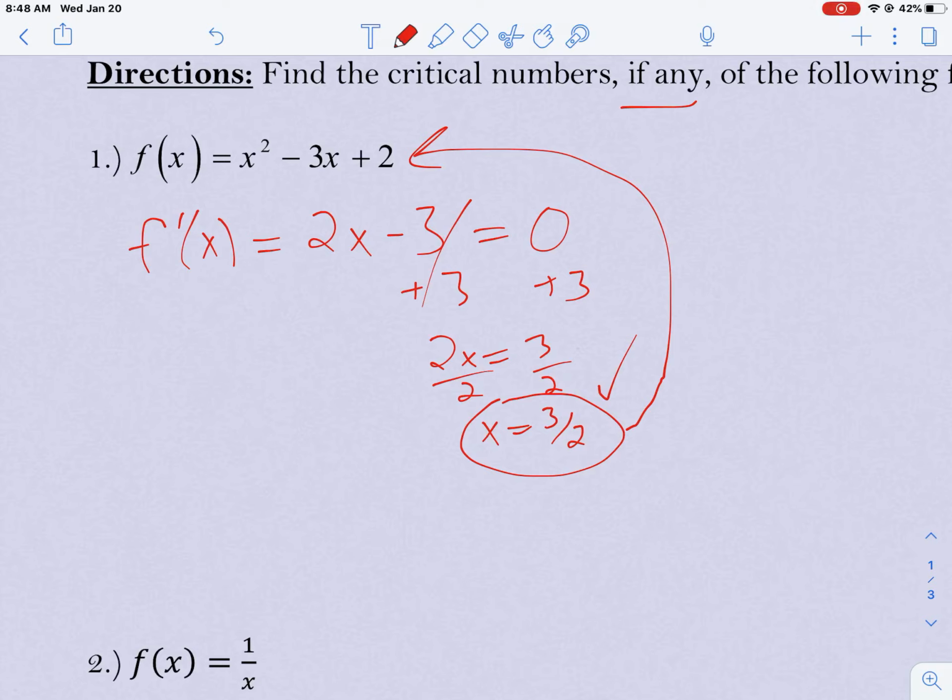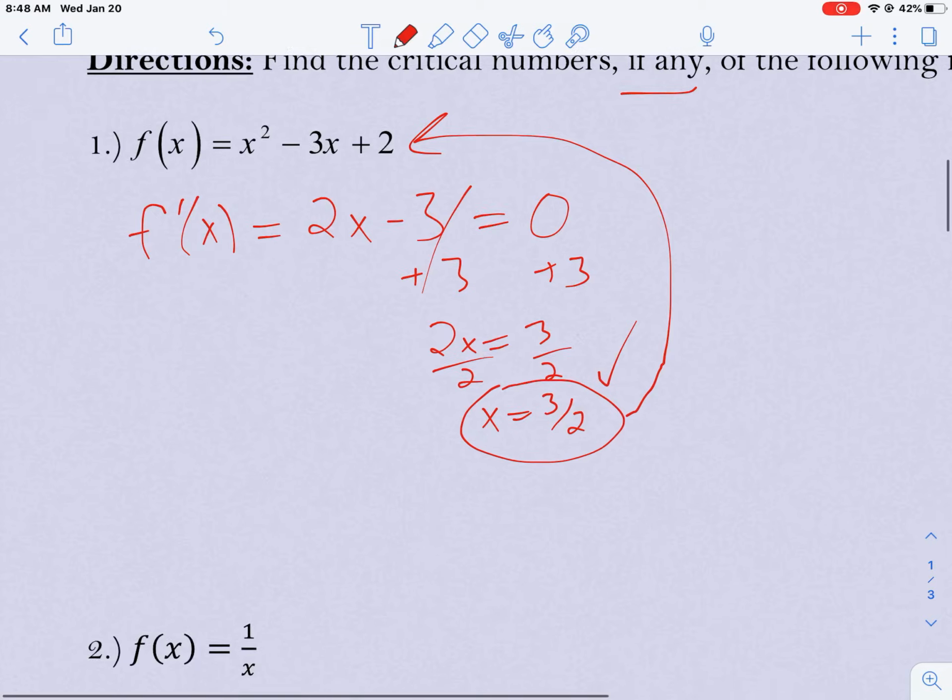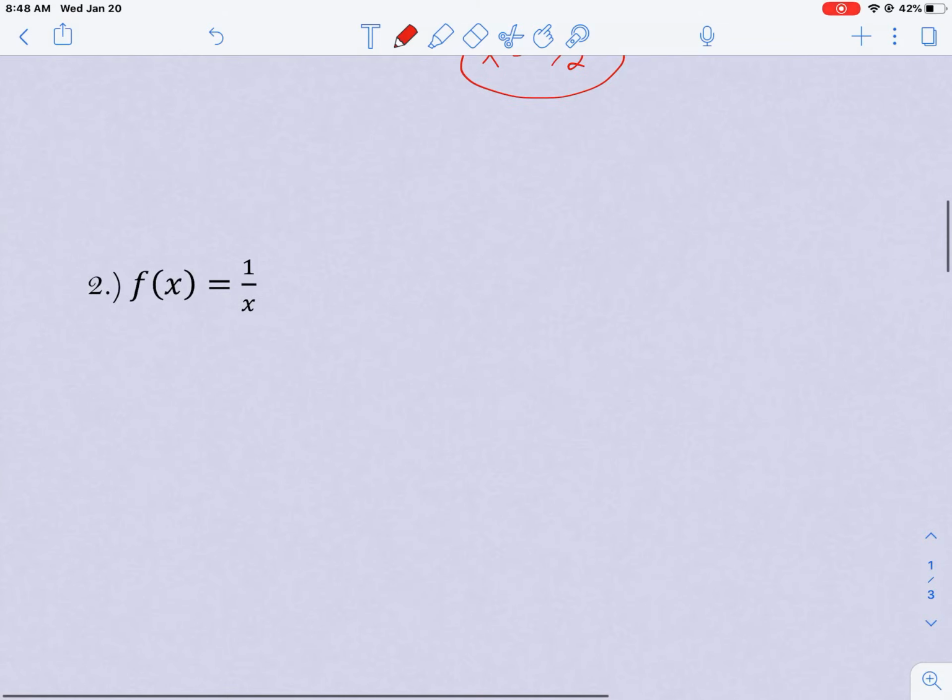So x equals 3/2 would be your critical number. No need to find y, we're just going to find x. All right, let's try the next one, number 2. f of x equals 1 over x.